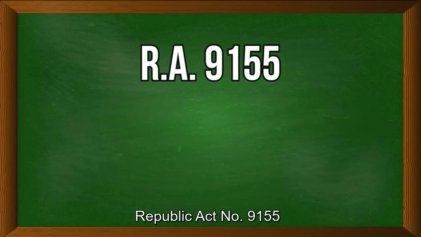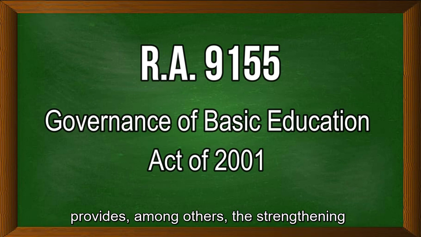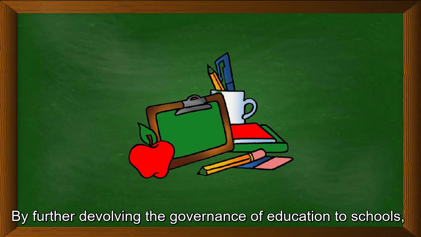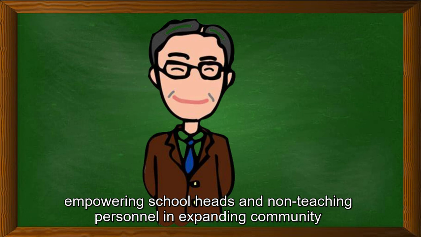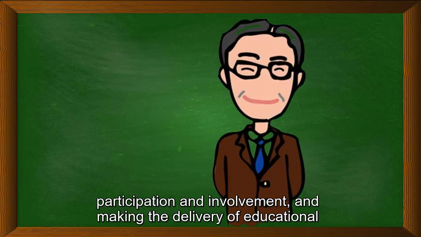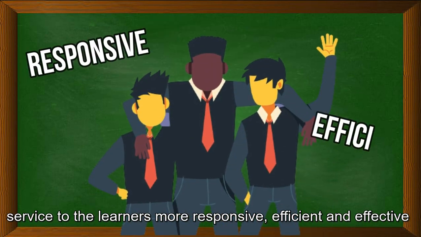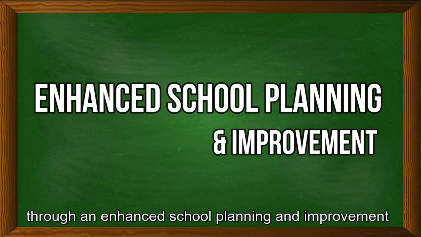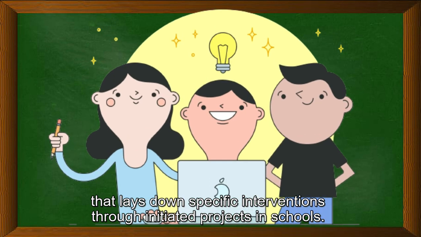Republic Act No. 9155, known as the Governance of Basic Education Act of 2001, provides, among others, the strengthening of school-based management or SBM. By further devolving the governance of education to schools, empowering school heads and non-teaching personnel in expanding community participation and involvement, and making the delivery of educational service to the learners more responsive, efficient, and effective through an enhanced school planning and improvement that lays down specific interventions through initiated projects in schools.